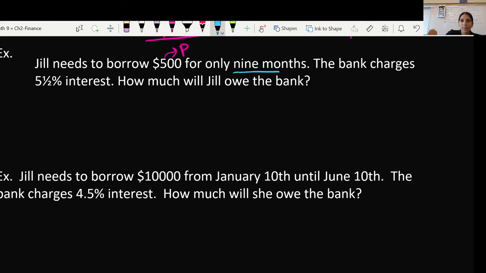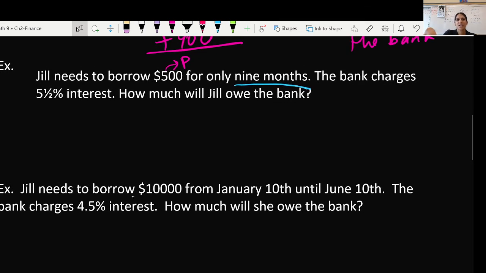For only 9 months, okay, we are used to seeing this in terms of years. So in order to convert this into years, I would think how many months in a year? We all know that it's 12 months in a year. So I would have to do 9 over 12, the number of months she's borrowing it for divided by the number of months that we have in a year. So 9 over 12, and if we change this into a decimal, because that's probably easier for us to work with, that's the same thing as 0.75.